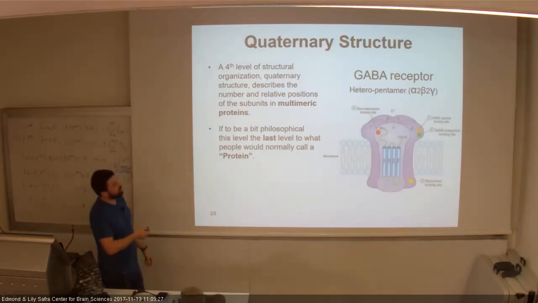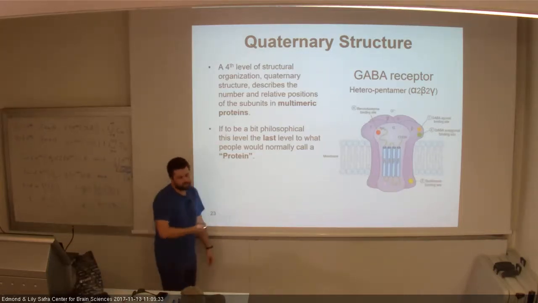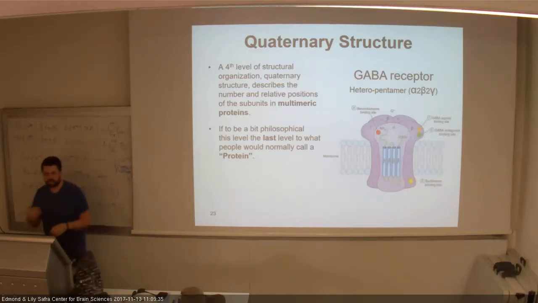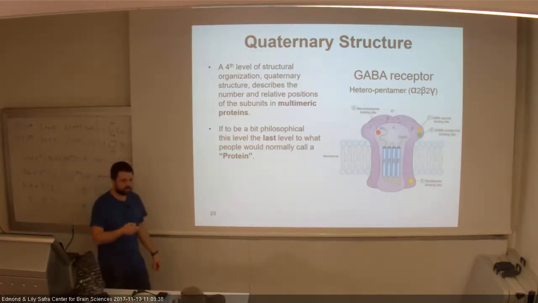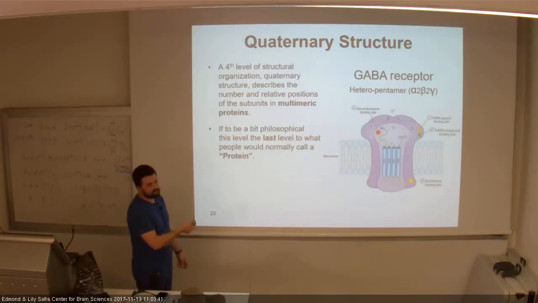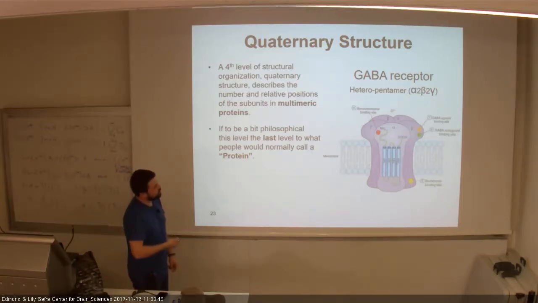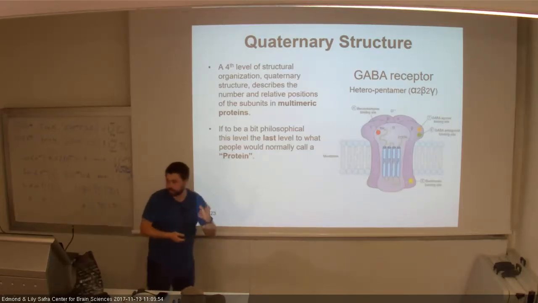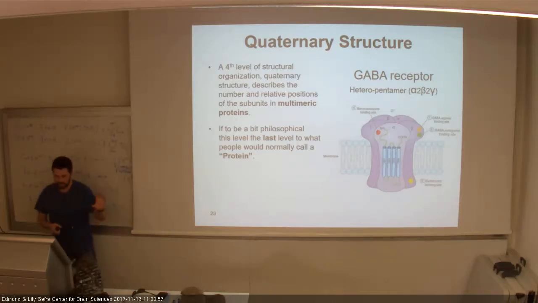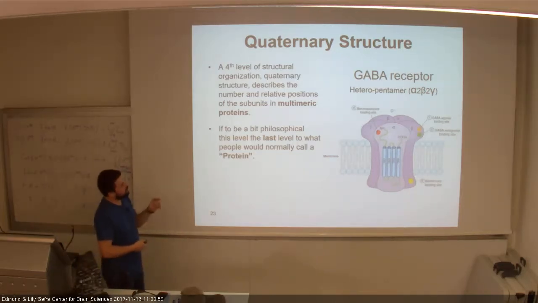I'll give you another example, the GABA receptor. This is actually a very typical type of structure. Almost all the receptors and channels that we're going to learn about have more or less the same structure. It can be 4 or 5 or 6 or 7 units, but in general they will almost always be composed of these. I'm not going to say always, because biology is never always. But it is very common to see this type of multimeric organization that forms a channel.